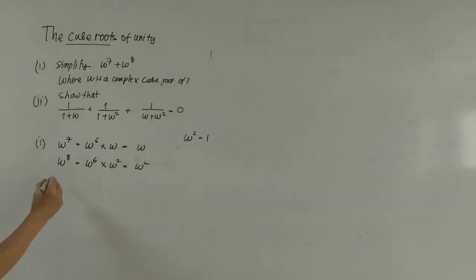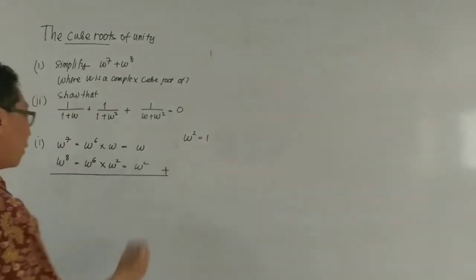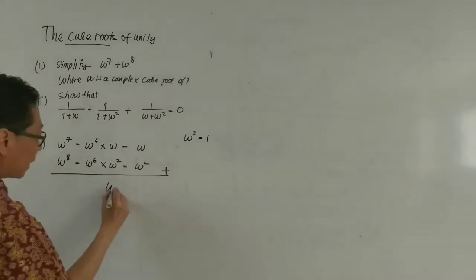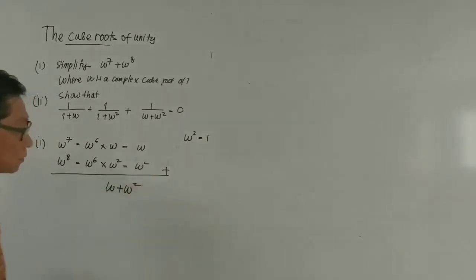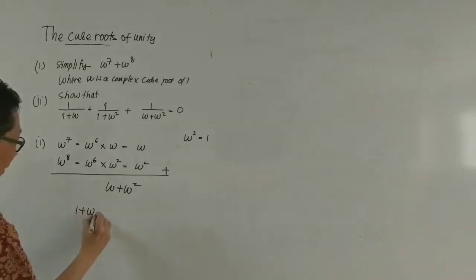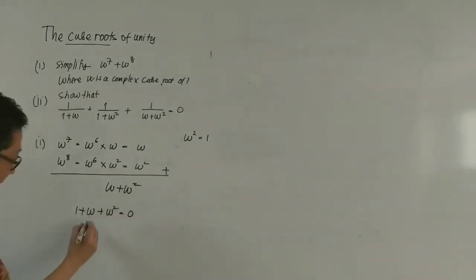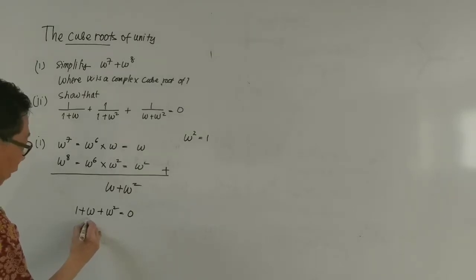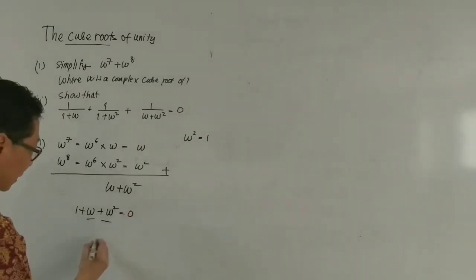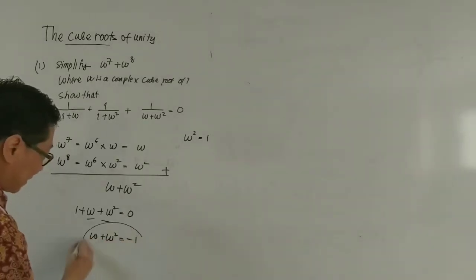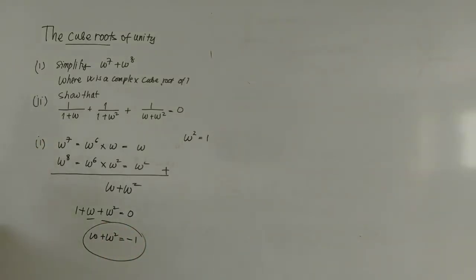Okay, and if we sum omega to the 7th plus omega to the 8th, we have omega plus omega squared, and we remember 1 plus omega plus omega squared is equal to 0. So omega plus omega squared should be minus 1. Simple? Yeah, simple. Okay, the second problem.